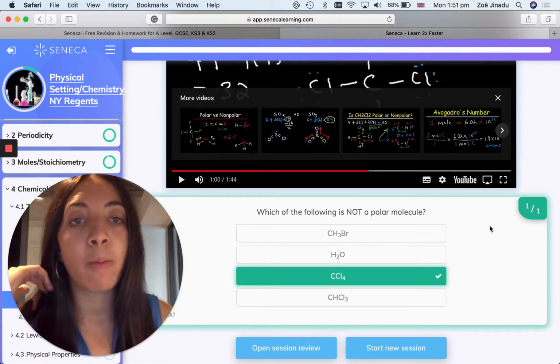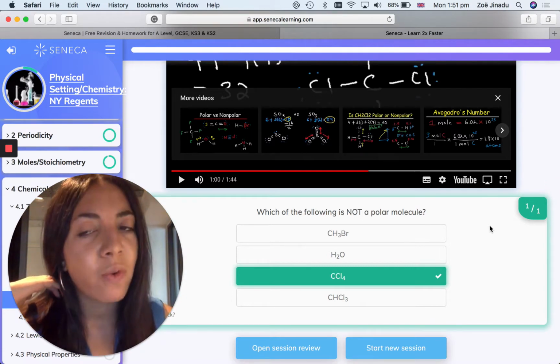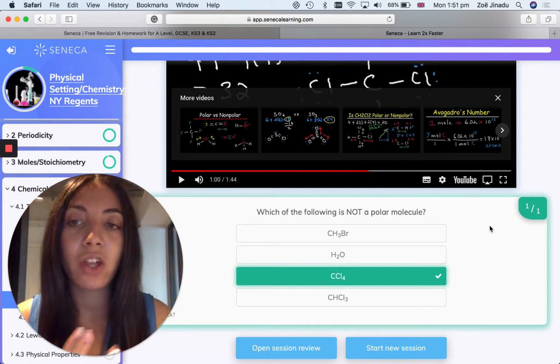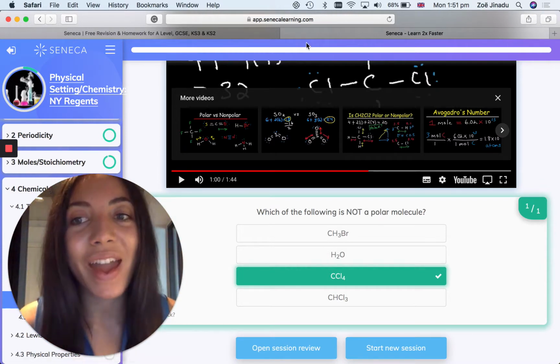Which of the following is not a polar molecule? CH3Br, probably could be. H2O, yes. CCl4? Nope, because the delta minuses cancel each other out because they're on the outside of the molecule, therefore it's not a polar molecule.